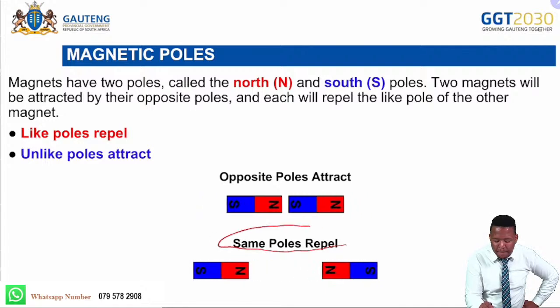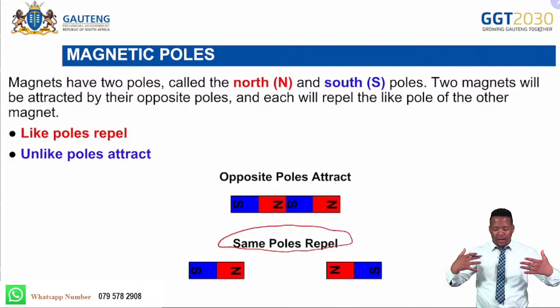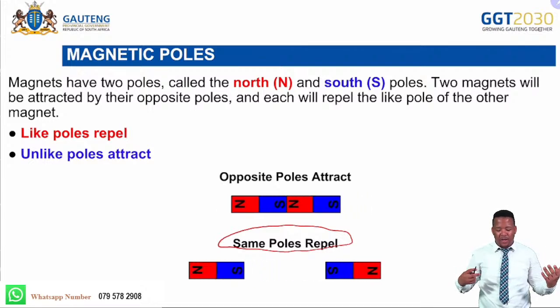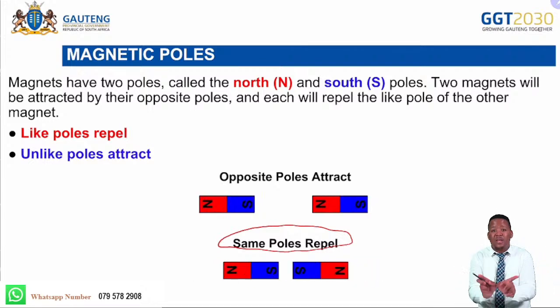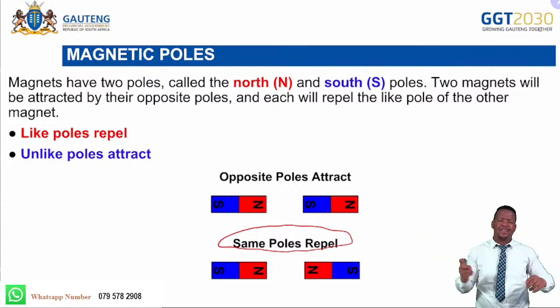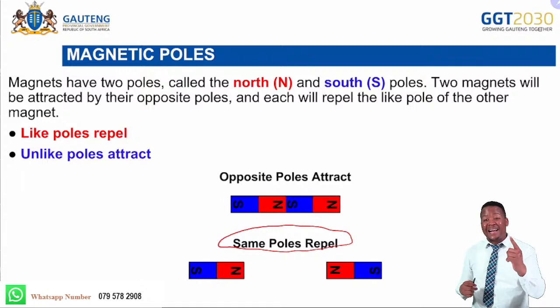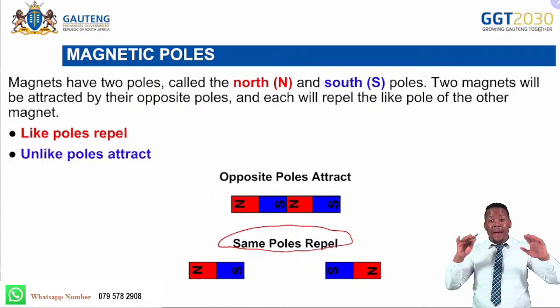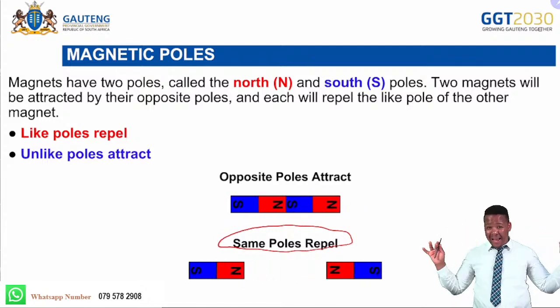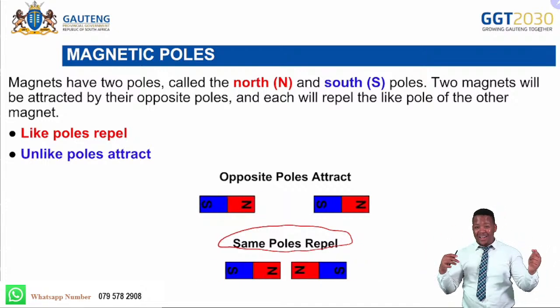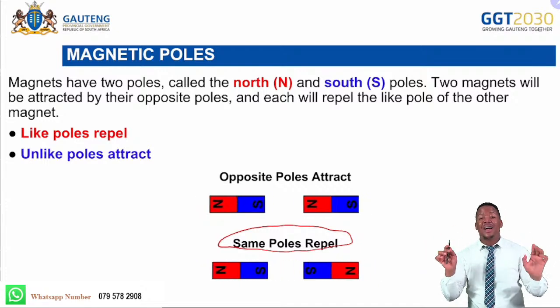If you say same poles repel, north and north, they repel. South and south, they repel. They don't come together, right? So you see these two, they come together. This one, they go apart. So always remember, in the magnetic poles, the like poles, the same poles, they will repel. And the unlike, or the different poles, they will attract.